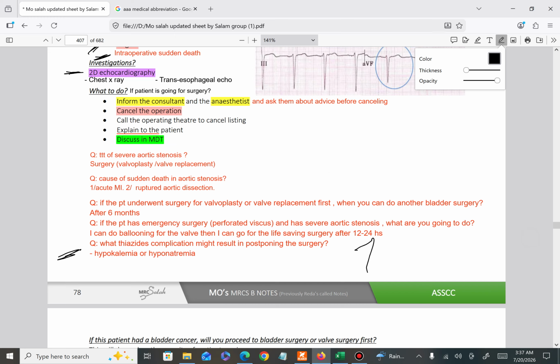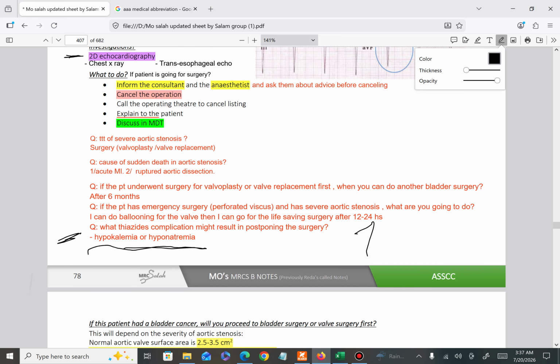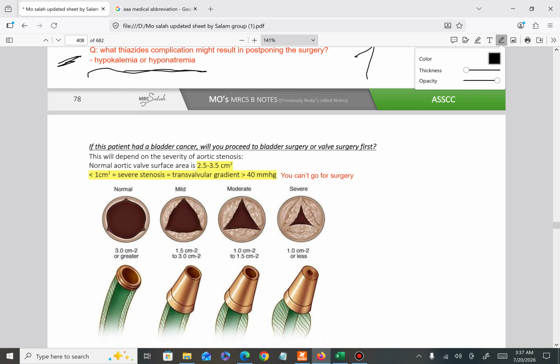Then the next question: what thiazide complication might result in postponing the surgery? It can be hypokalemia or hyponatremia. If this patient had a bladder cancer, will you proceed to bladder surgery or valve surgery first? This depends on the severity of the aortic stenosis. If there is severe aortic stenosis, then we cannot go for surgery.